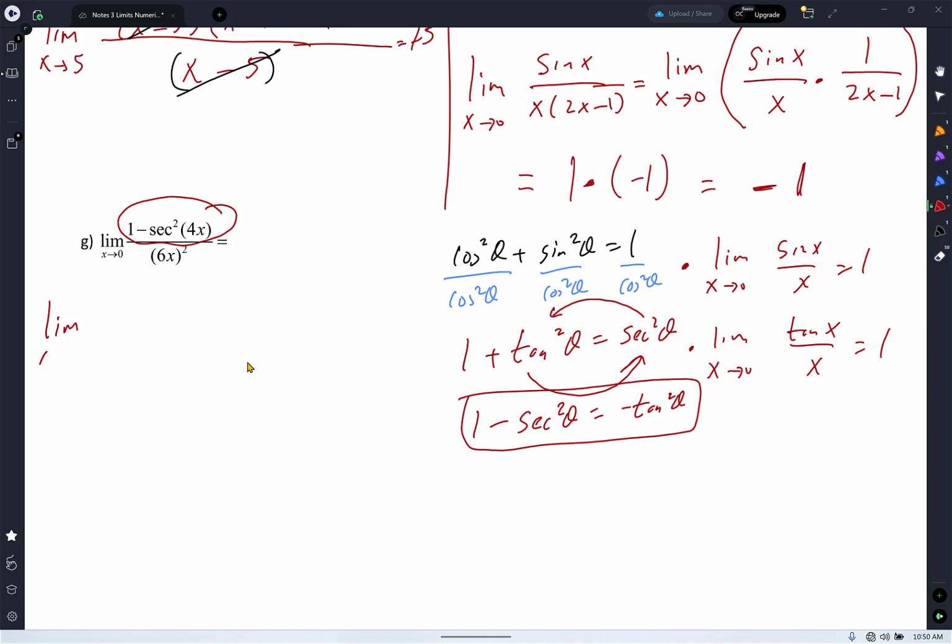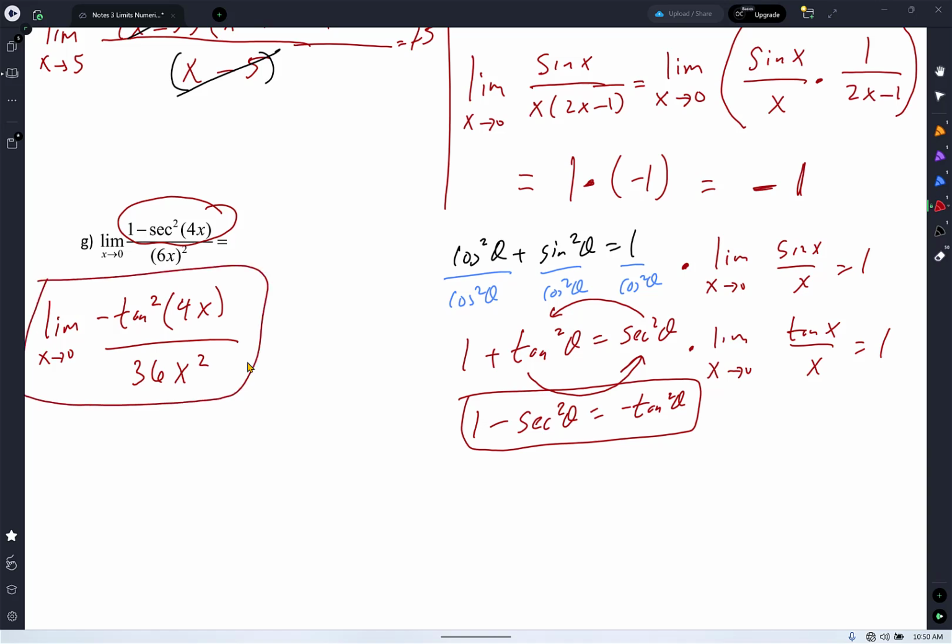So here we go. Limit as x approaches 0. For now, you don't need a parenthesis because I'm just going to substitute for the 1 minus secant squared 4x. Negative tan, and I have to keep the argument, negative tan squared of 4x over, and then I'm going to square this. What's 6 times 6? 36x squared. Are those two expressions equivalent, the one on the top and the one on the bottom? Yeah, they're the same. Look, you just saw it. 1 minus secant squared is negative tan squared. Are we okay so far?